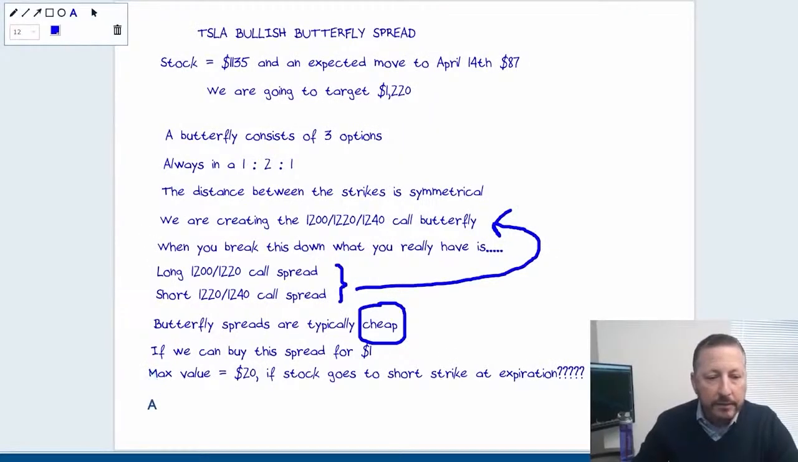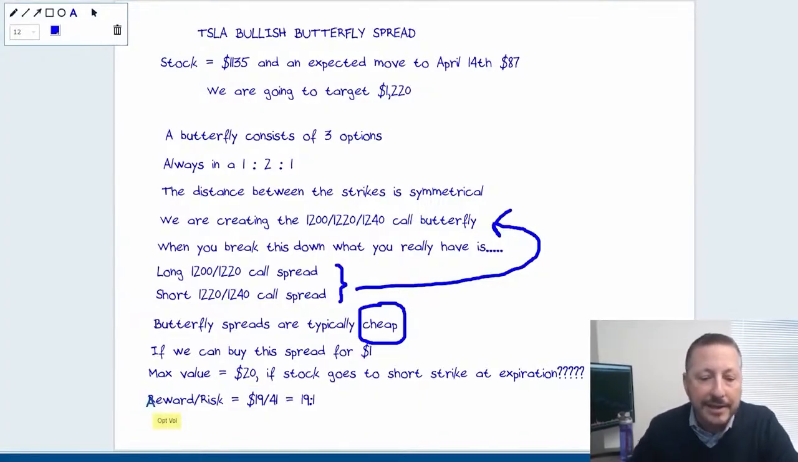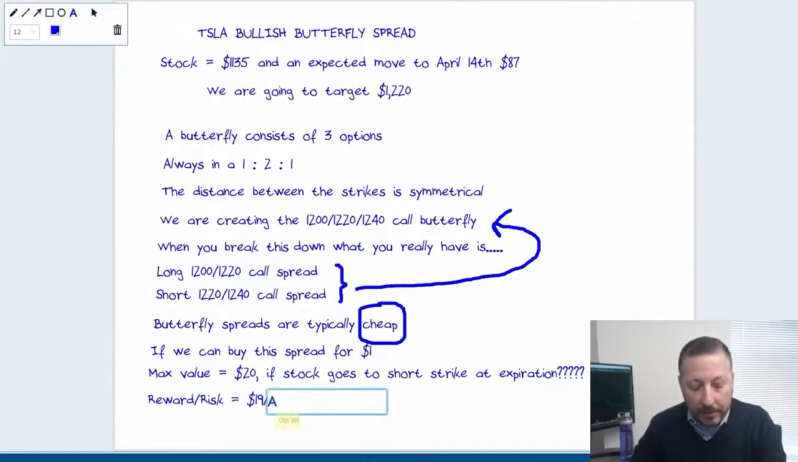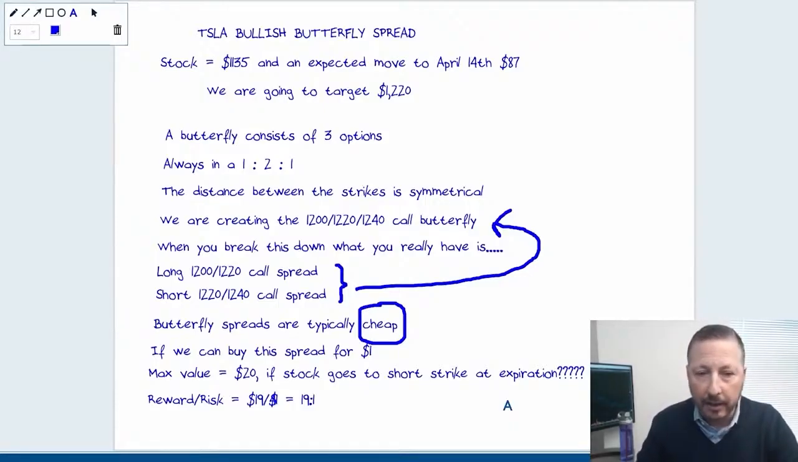So from an expensive or cheap standpoint, our reward to risk is 19 over 1, or 19 to 1. Does everybody see how that is 19 to 1? Because if it is worth $20 at expiration, we can make 19. All we can ever lose here is the investment we put into this of $1. So even if the stock were to go to 0 or to 10,000, all we could lose is $1. And likewise, regardless of where the stock goes, this can never be worth more than $20.